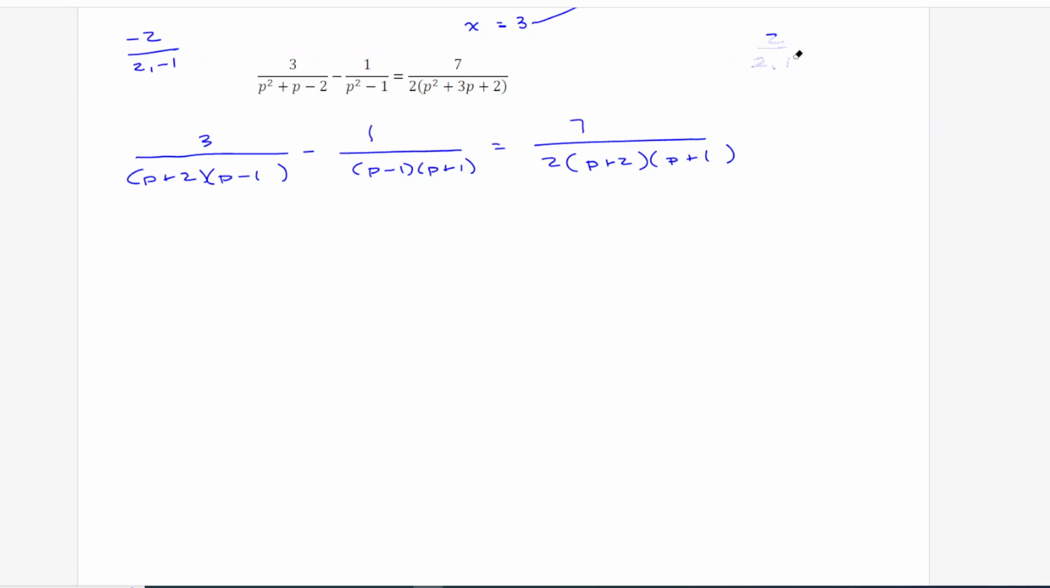I'm just going to get rid of that so I have some room. My lowest common denominator, I've got a p plus 2 and a p minus 1, so that has to be there. I've got a p minus 1 and a p plus 1, so the p plus 1 is taken care of, but I need a p minus 1. And then I have a 2 that I need, and then I have a p plus 2. Oh, that was supposed to be a plus 2. Whoa, I was like, really? More?